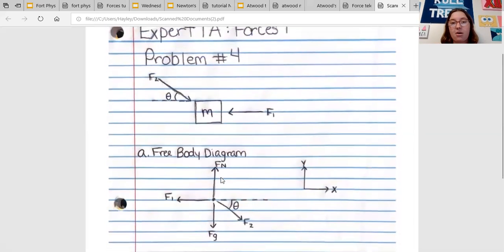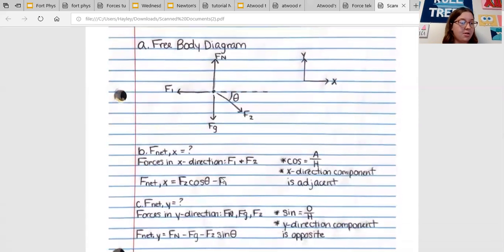And then some pitfalls when doing this problem. You need to make sure that you define your positive x and y directions before you start writing equations, because that's something that you could really get confused on if you did not have those defined. And also, you need to make sure that you're using sine and cosine properly in these equations, knowing that you're using cosine for the x direction and sine for the y direction. And yeah, that is really all. As long as you remember those things, you shouldn't have too many issues.